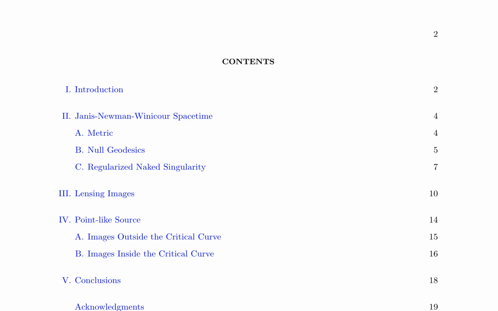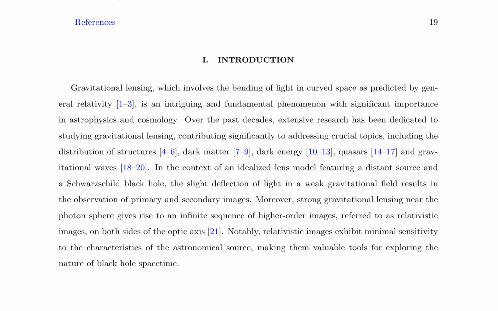Strong gravitational lensing near the photon sphere leads to an infinite sequence of higher-order images, referred to as relativistic images, which exhibit minimal sensitivity to the source's characteristics. These images are valuable tools for exploring black hole spacetime. The research is structured around the Janis-Newman-Winicour spacetime, lensing images, and point-like source images both outside and inside the critical curve, concluding with insights into the nature of black hole spacetime.